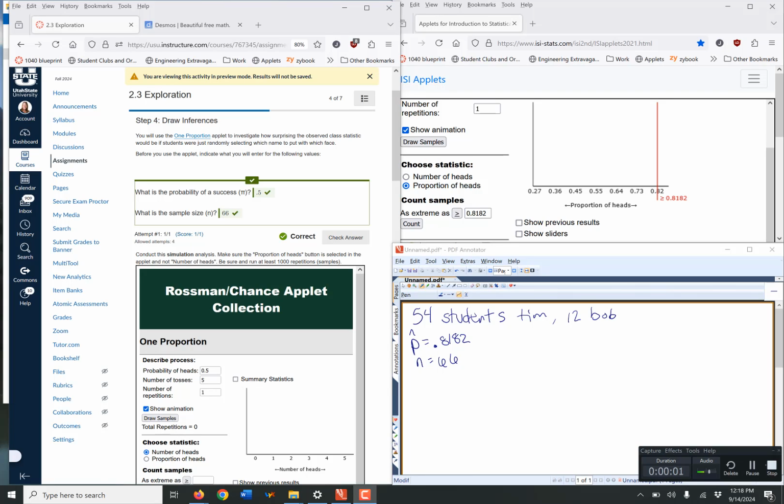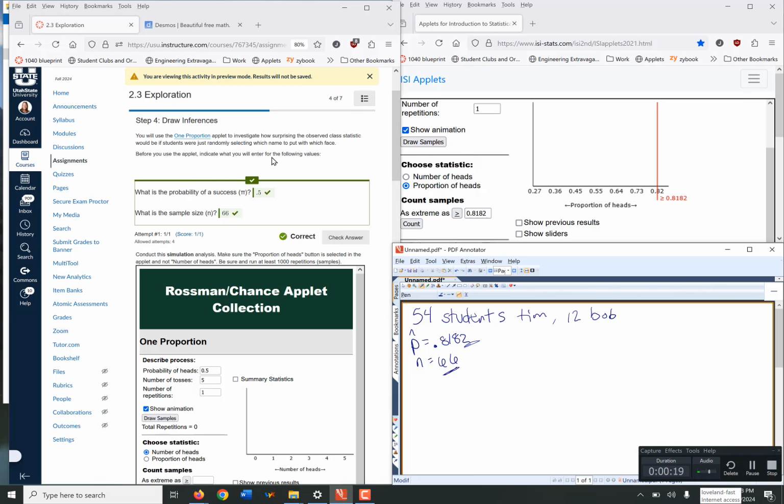Okay, this is in the middle of section 2.3. We had a question on this step, so I'll just go through everything, or at least the first part for this step. So from previous pages, we have 54 students that said Tim was on the left, 12 that said Bob was on the left. That gives us a total of 66 students, and our sample proportion is 0.8182.